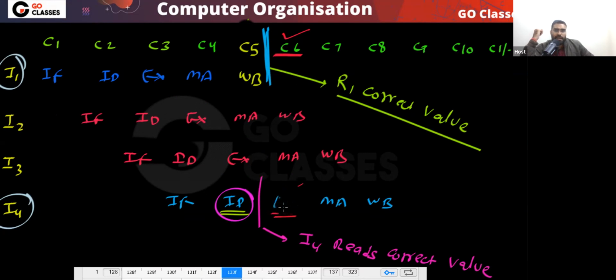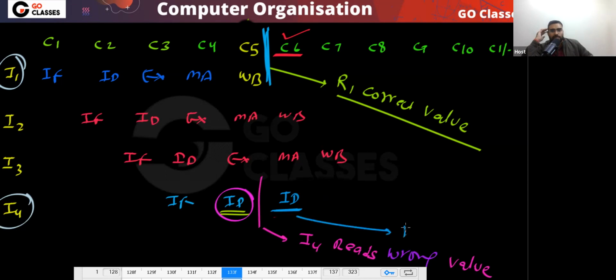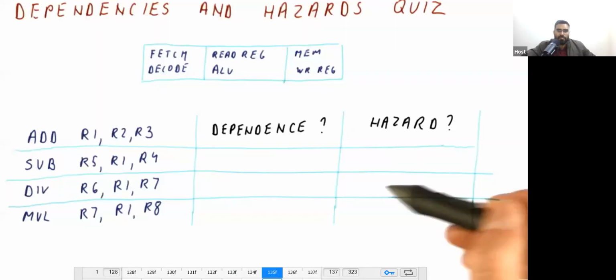So what it means? It means that you cannot read; if you read, you are reading a wrong value. So in the next cycle also you have to stay. That is a bubble. Then you can go to the execution phase. Clear? Is this crystal clear? How to check if a dependency is a hazard or not? Is this crystal clear? Please tell me.